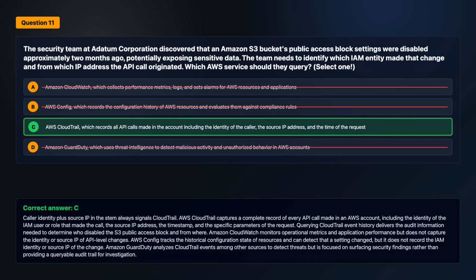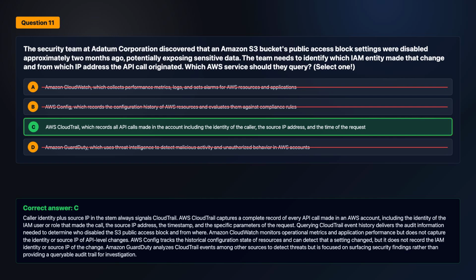The correct answer is option C. Caller identity plus source IP in the stem always signals CloudTrail. AWS CloudTrail captures a complete record of every API call made in an AWS account, including the identity of the IAM user or role that made the call, the source IP address, the timestamp, and the specific parameters of the request. Querying CloudTrail event history delivers the audit information needed to determine who disabled the S3 public access block and from where.